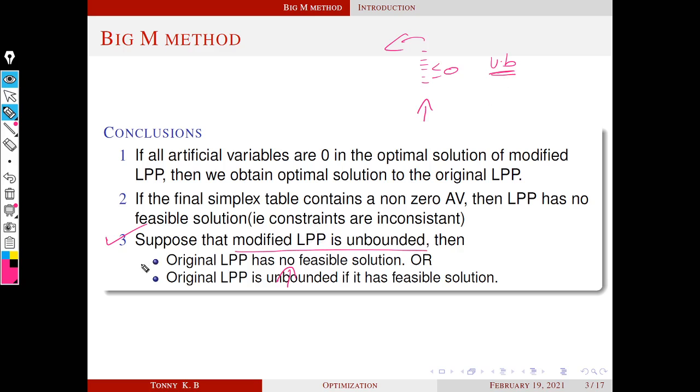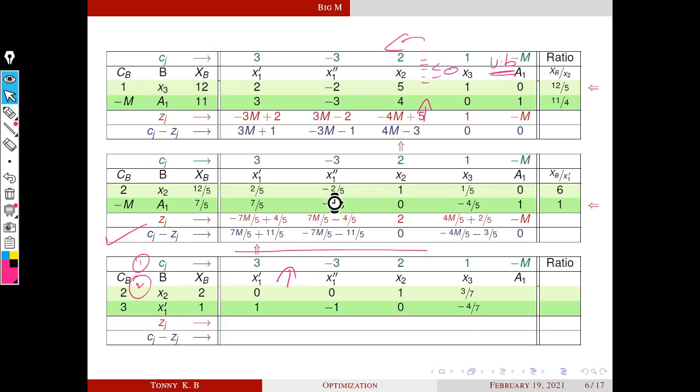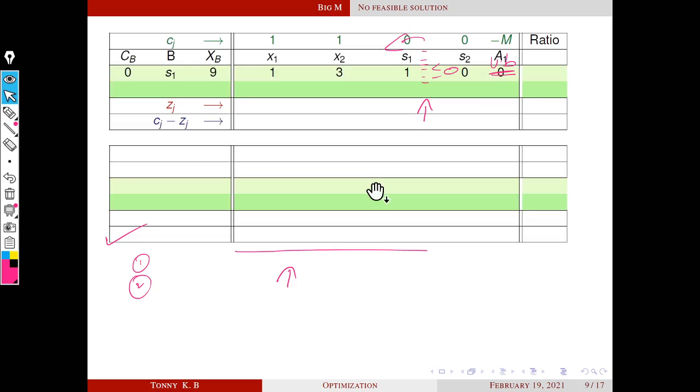Then we have two cases. Either the original LPP has no feasible solution, or the original LPP is unbounded if it has a feasible solution. That depends on the nature of our original problem. So we can closely analyze that problem.